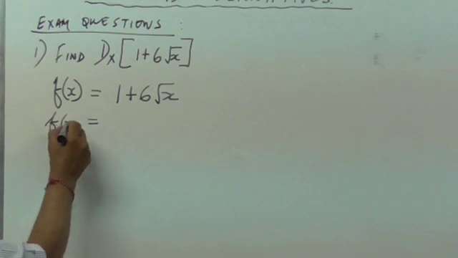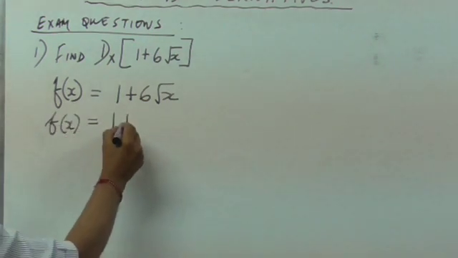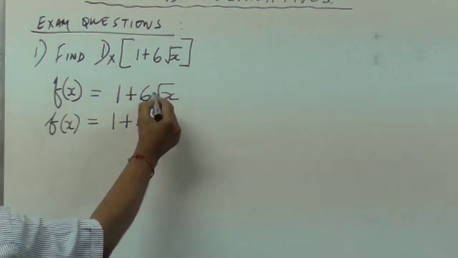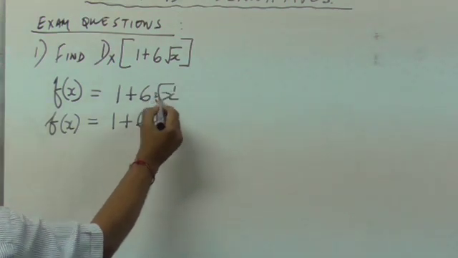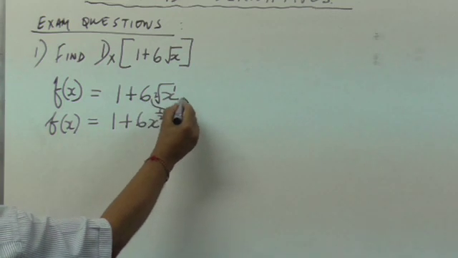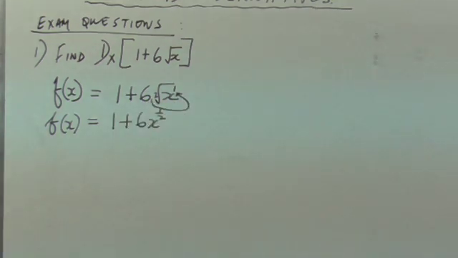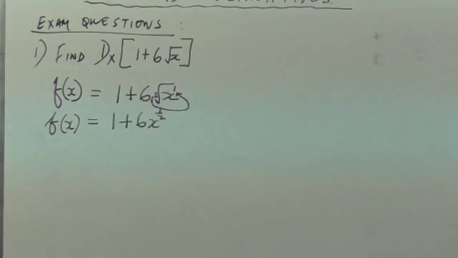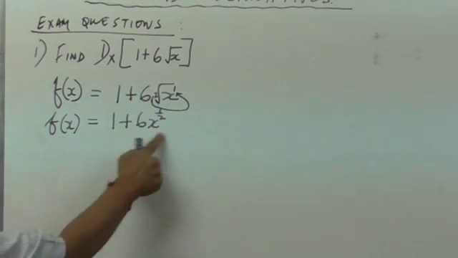So f of x is equal to 1 plus 6x to the half. You remember we told you there's a 2 there and there's a 1 there, and that 2 becomes the denominator. That 2 becomes the denominator. So that's your question now.